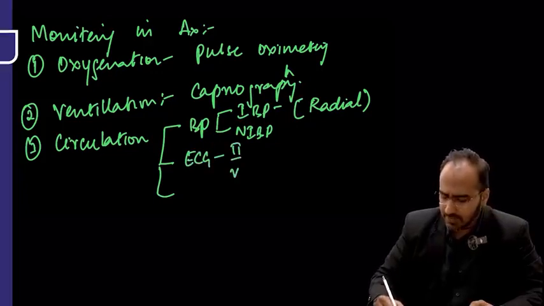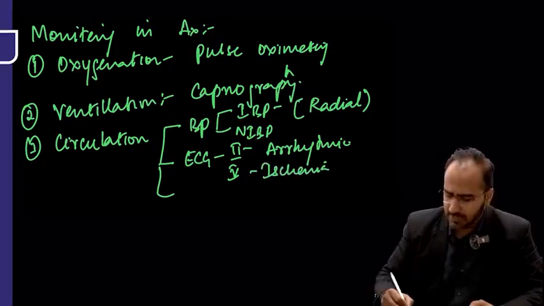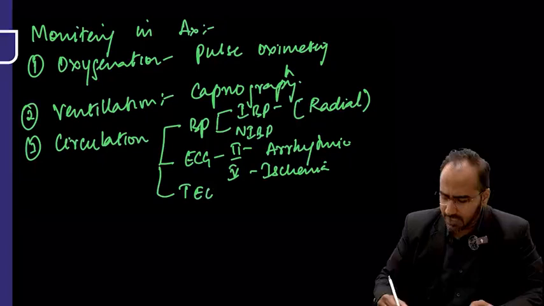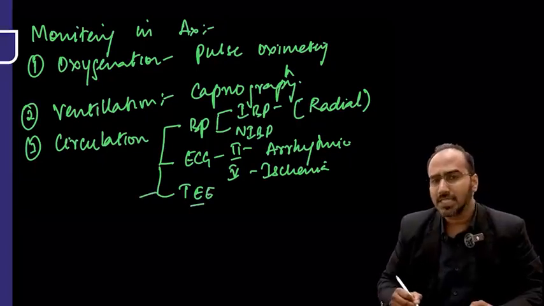2 leads are very important. Lead 2 monitors arrhythmias, whereas lead 5 helps in detecting intraoperative ischemia. The third monitoring is transesophageal echocardiography. This transesophageal echocardiography is not done for routine cases.